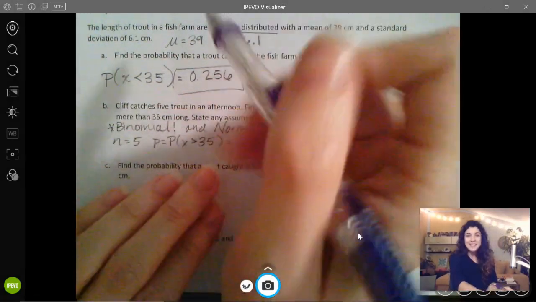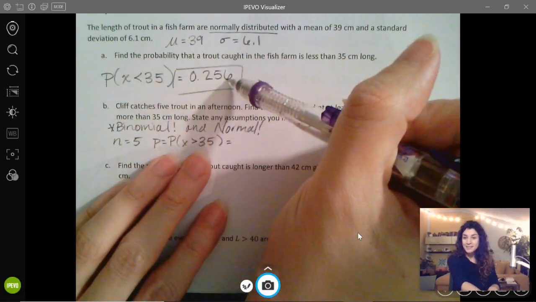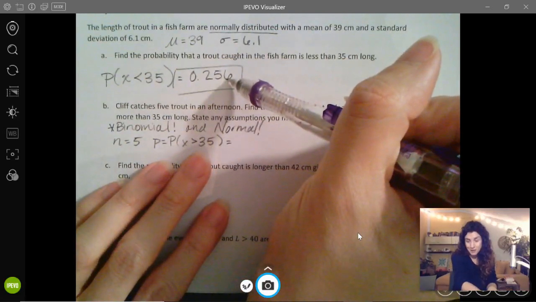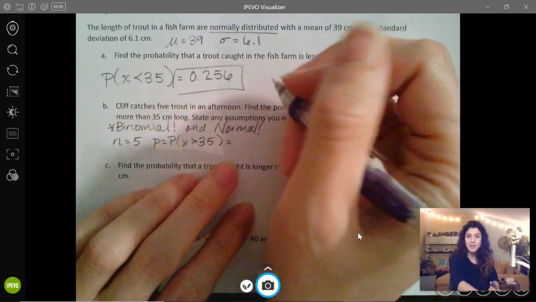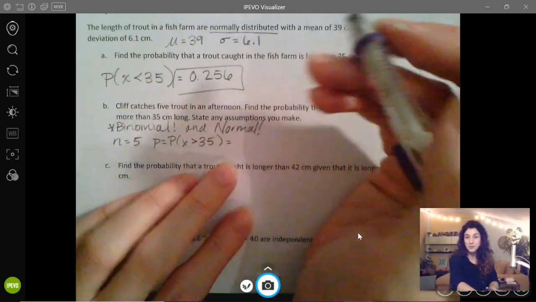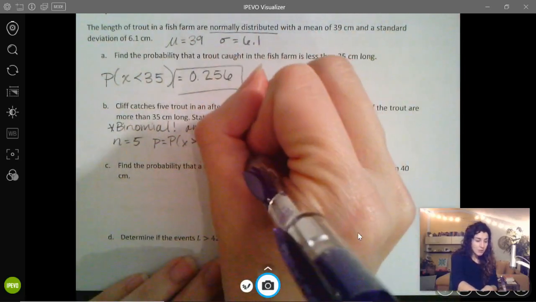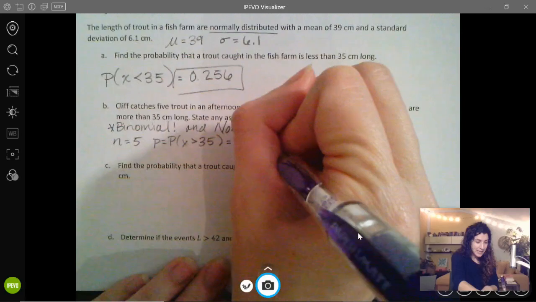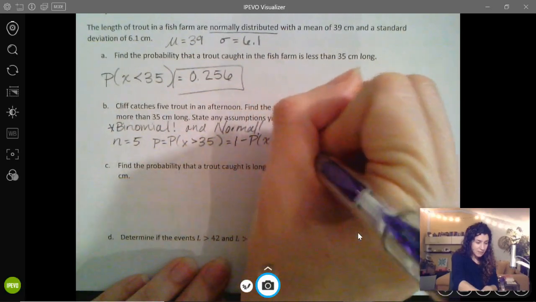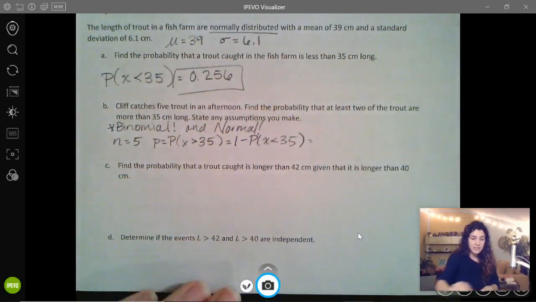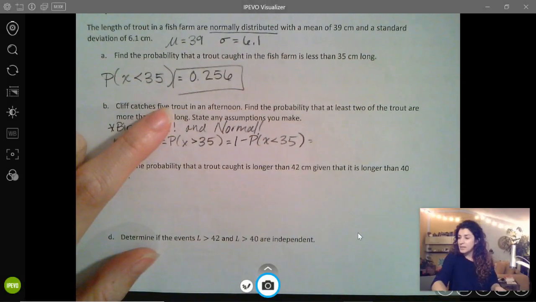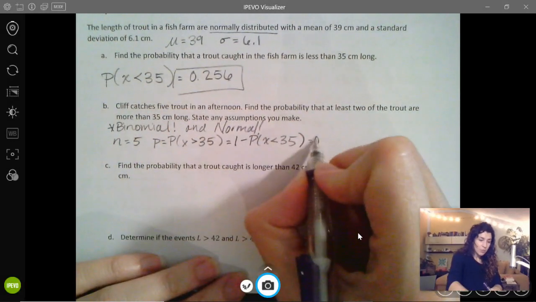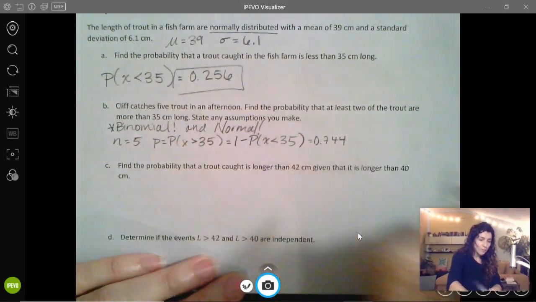Which, hey, is equal to 1 minus the probability that it's less than 35. Very IB of this question to build up to the next one. So it's going to be 1 minus the probability that x is less than 35. So we can go ahead and subtract that from 1, and what we get is 0.744.